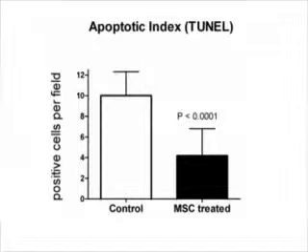Part of the problem in kidney failure and in kidney damage is apoptosis, which is associated with acute tubular necrosis. Despite the word necrosis, it's actually apoptosis that's occurring. And as you can see in this figure, the apoptotic index, as measured by TUNEL, is also reduced in the rats that received mesenchymal stem cells.